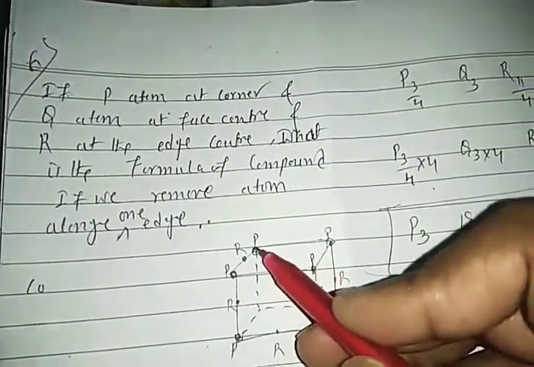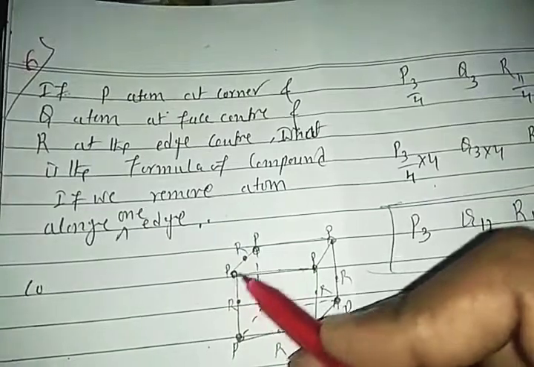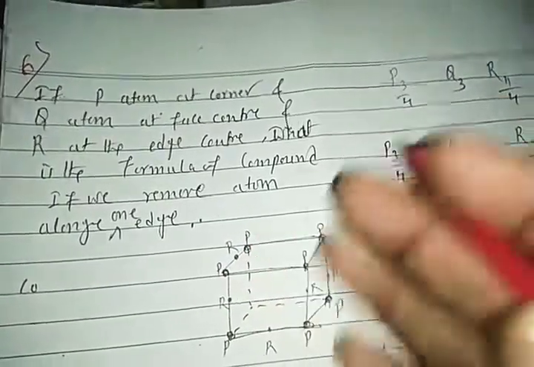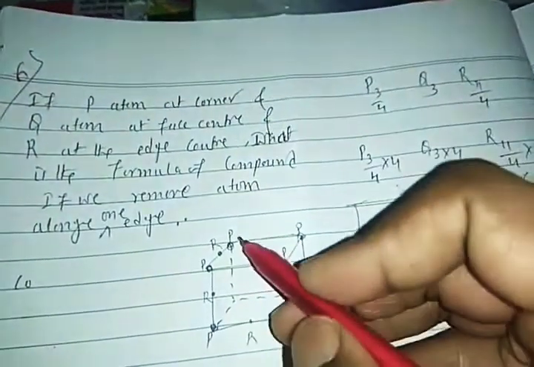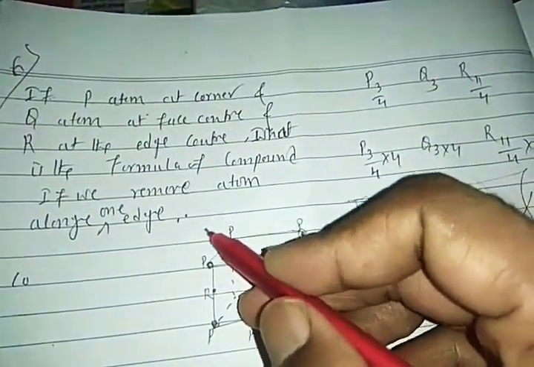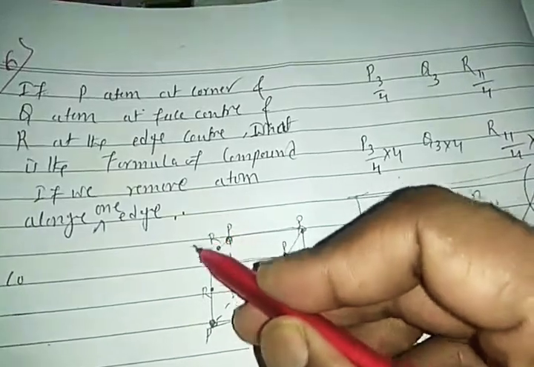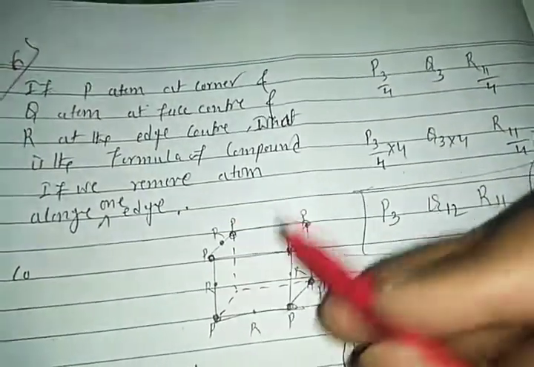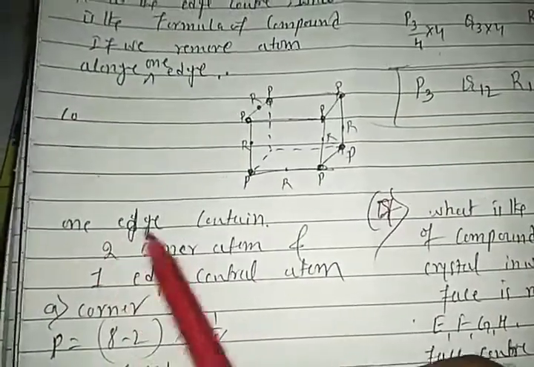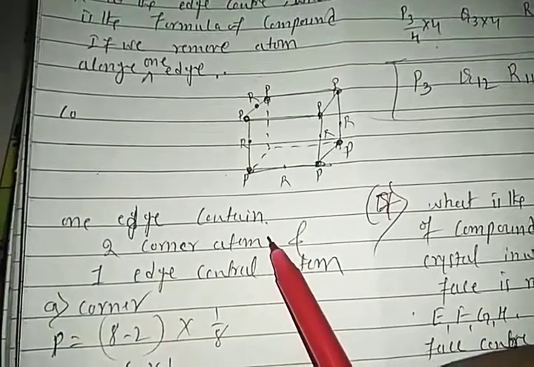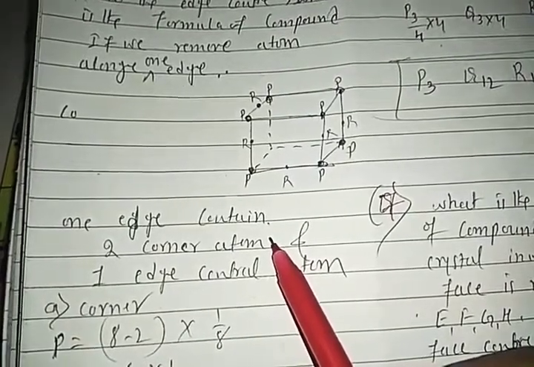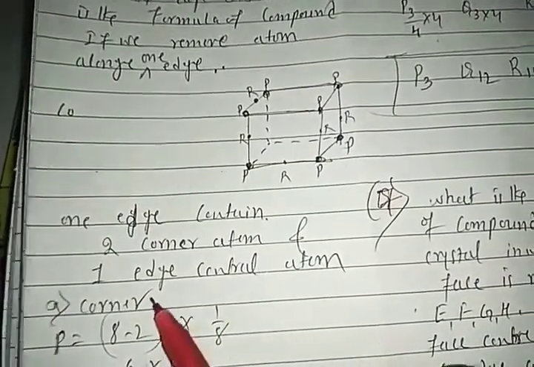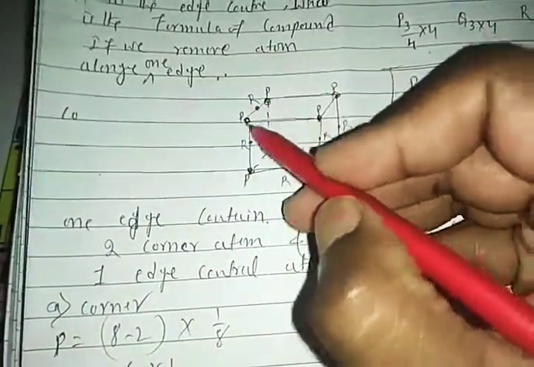If we are removing this one edge, if we break this crystal, then unfortunately it will break. It means this portion is dissociated, right? If this portion dissociates, what is the formula of the compound? One edge contains two corner atoms and one edge central atom.